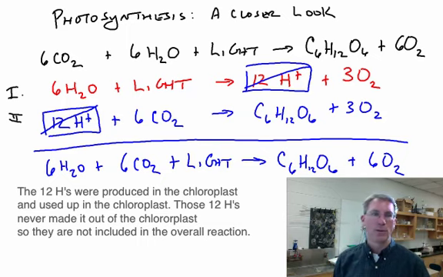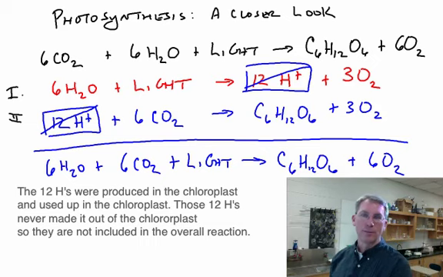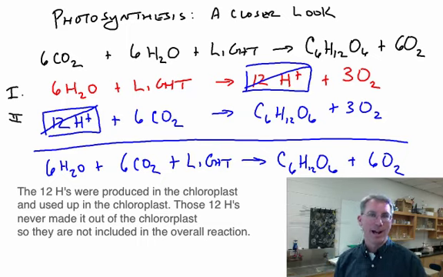So our light phase, the top one in red, rips apart the water and makes hydrogens that will eventually get torn up later, and it makes oxygen for us to breathe. In the dark phase, step number 2 in blue, we take those 12 hydrogens that we made in the beginning and we add them to carbon dioxide to make glucose and 3 more oxygens.